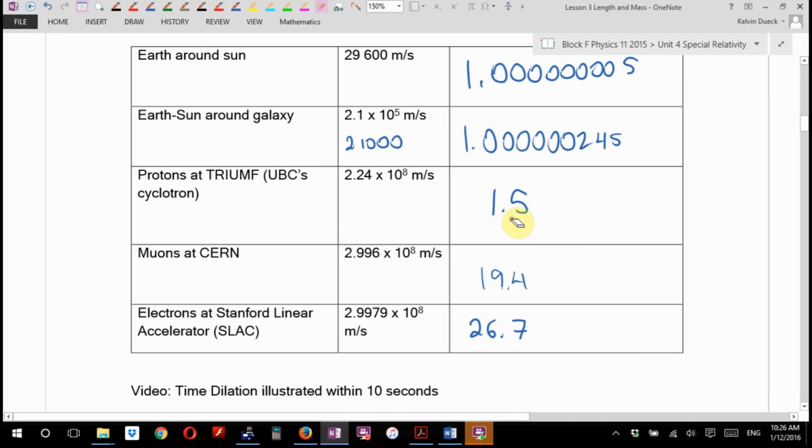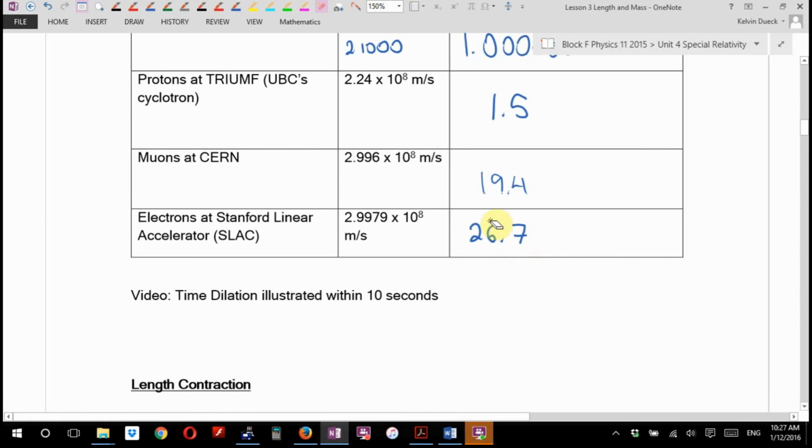By the way, I said years for all of these, but you could just as easily say seconds. So the protons at Triumph, 1 second for them is 1.5 of our seconds because we were at rest relative to them. Or the muons at CERN, 19.4 seconds for them, or since they decay really fast, 19.4 milliseconds. Sorry, 1 millisecond for them is 19.4 milliseconds for us. And then we really noticed it with the electrons at the Stanford Linear Accelerator. And then it got weird.